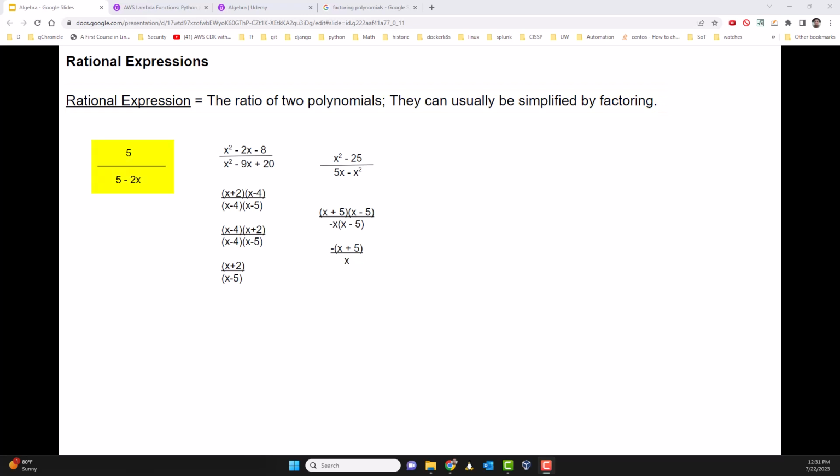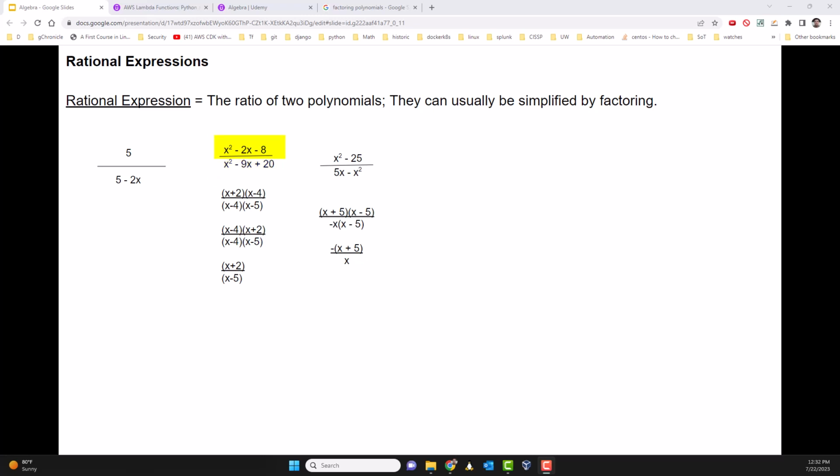As you can see on the left here, 5 over 5 minus 2x can't be simplified any further than it already is. But a lot of them can. We're going to learn more about factoring later, but for now just follow along to get the concept down. We have a rational expression here, x squared minus 2x minus 8 over x squared minus 9x plus 20.